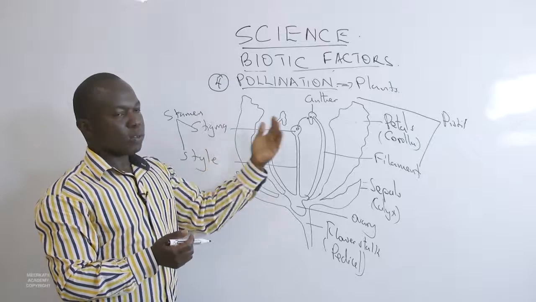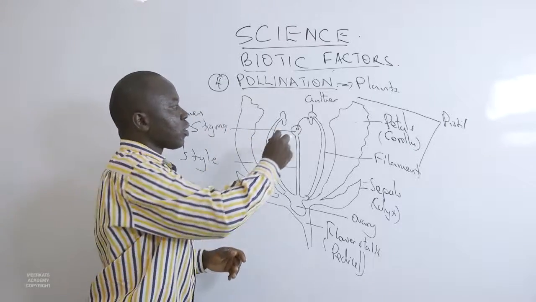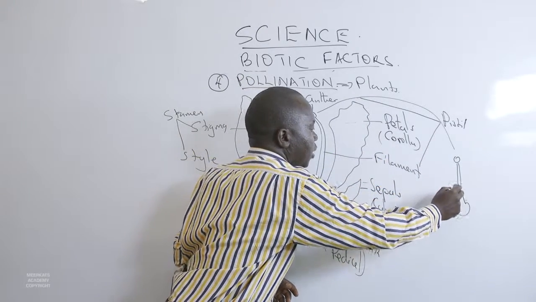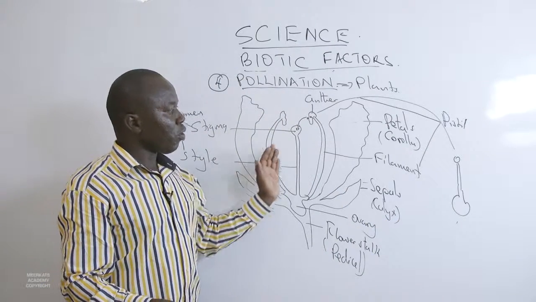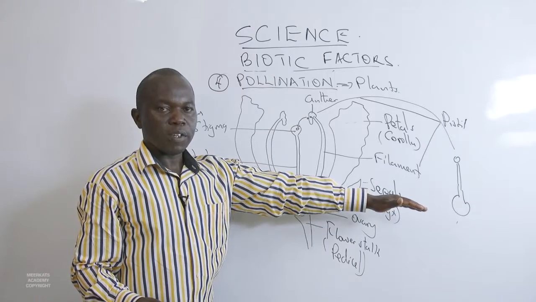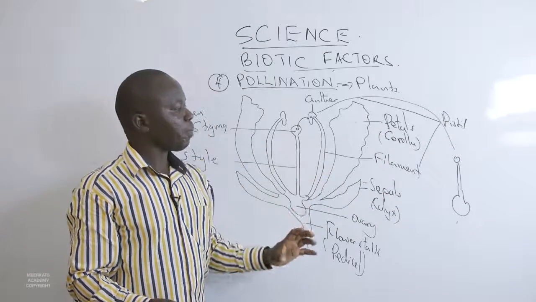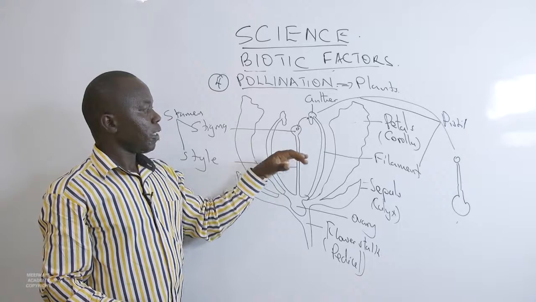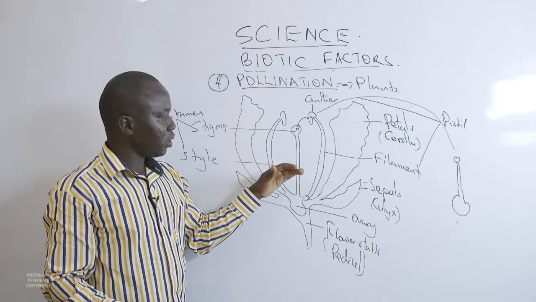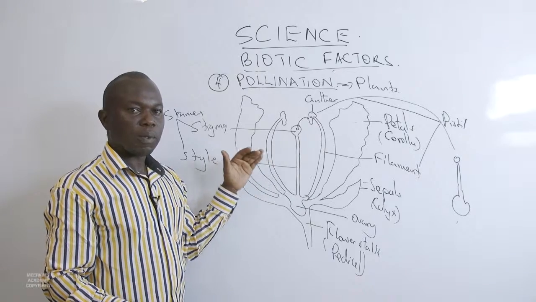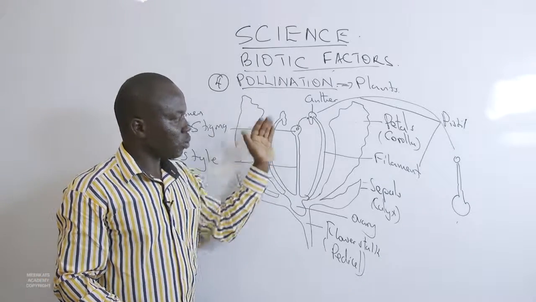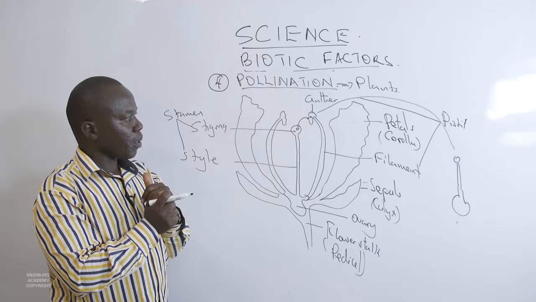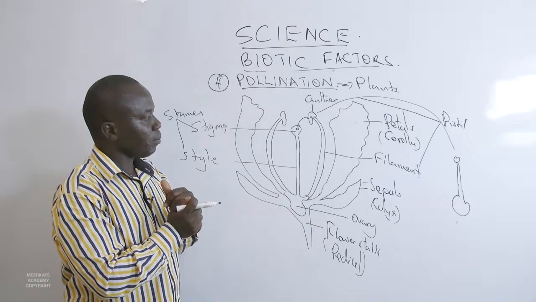Sometimes it could be within the same flower, or the pollen grains can be carried to the stigma of a different flower, but within the same species. If it is going to a different flower of a different plant, but of the same species, we call that cross-pollination. If it is within the same flower or the same plant, we call that self-pollination.